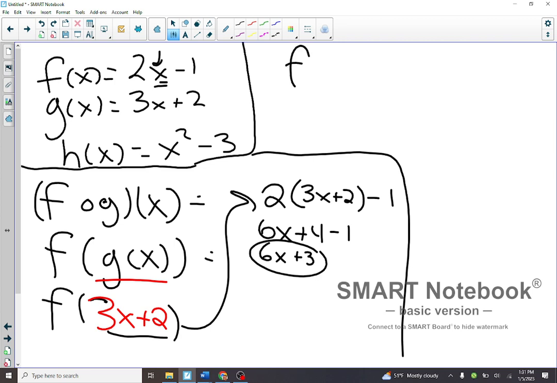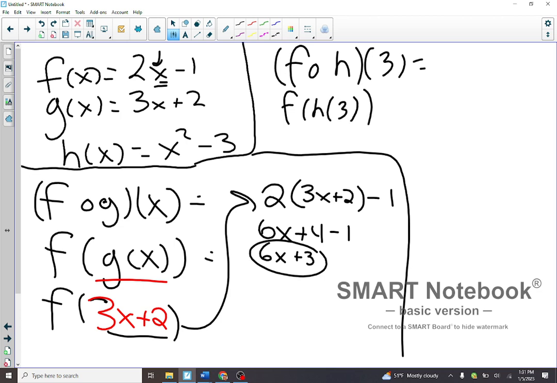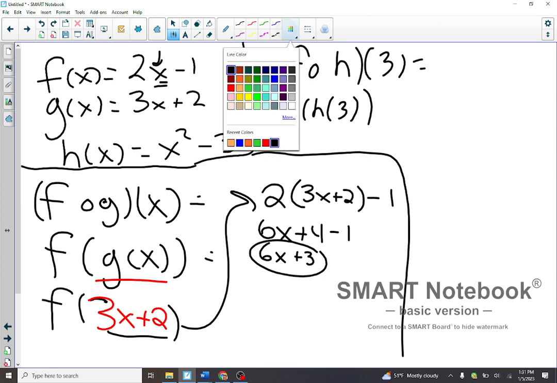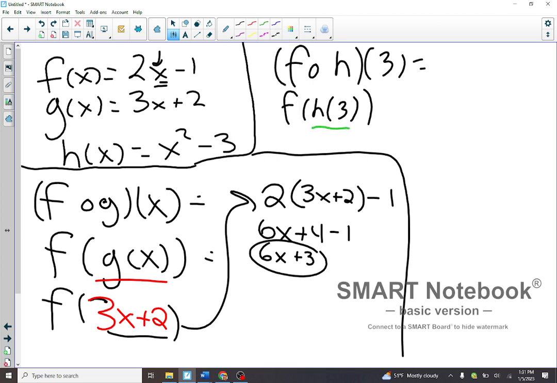F of H of 3. So I'm going to rewrite this. This is a different problem. F of H of 3. The difference here is now I have an actual number. Because I have an actual number, I can figure out what H of 3 is.